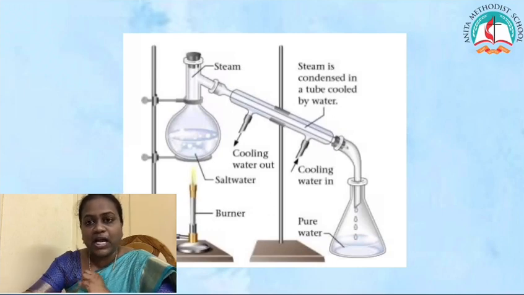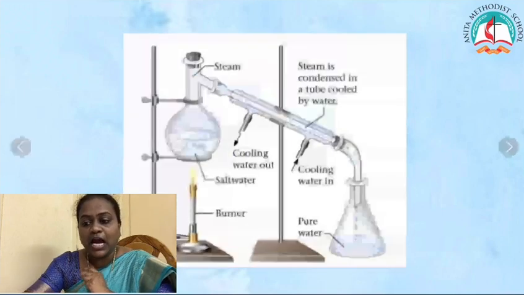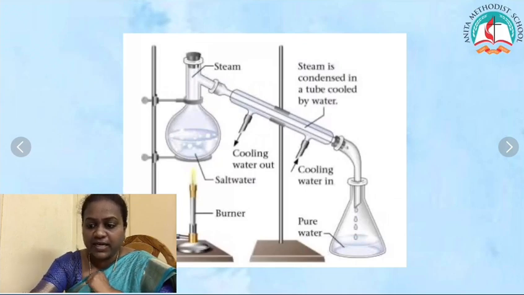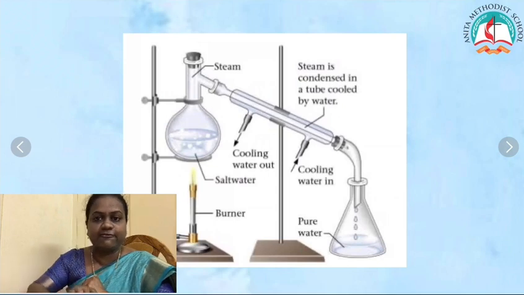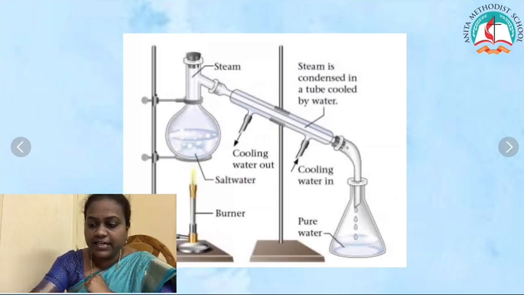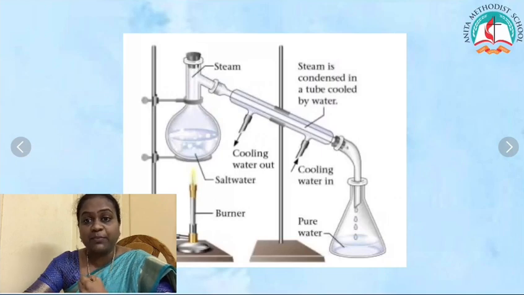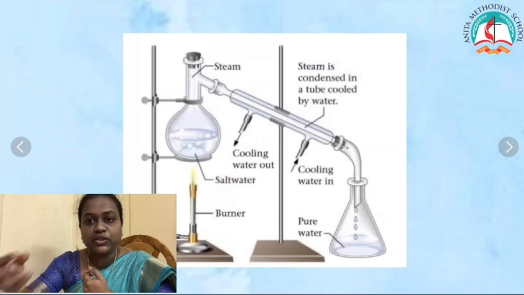Now I will show you what things are needed to do the distillation process. See this picture, children. Can you see this picture? You need a distillation flask, you need a burner, then you need a condenser to cool the vapor which comes out from the distillation flask. Then you need a beaker over here to collect the pure water.